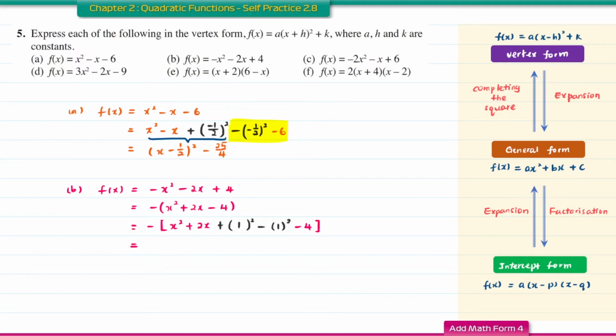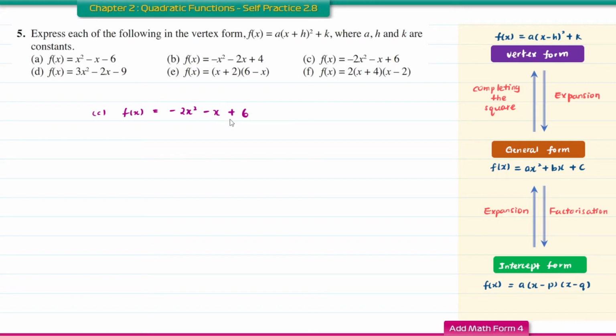Next, we can do the factorization for this part. So it will be bracket x, and this one is 1, so it will be plus 1. And this part will give you the answer of negative 5. Next, we're going to expand this. You're going to get negative bracket x plus 1 squared. Minus 1 multiplied by negative 5, you're going to get plus 5. So this is the vertex form for question B.